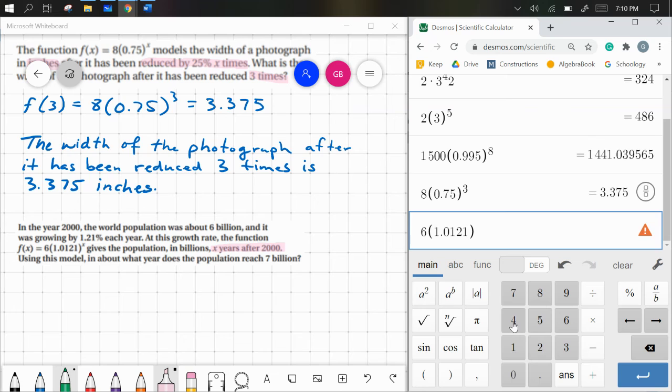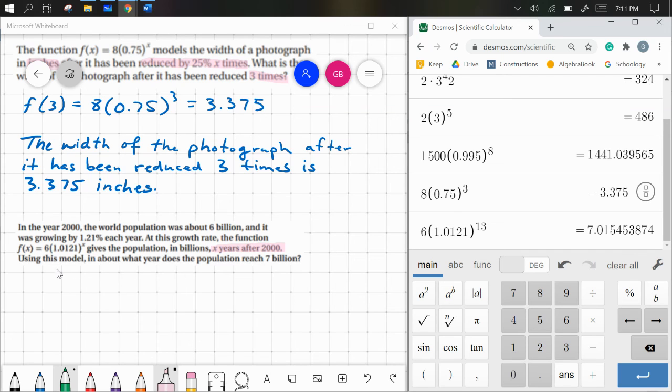Let me jump to go faster. 6.29, no. 6.44, no. I'm getting closer. 6.6, no. To the power of 10, no. To the power of 12, closer. Let me go to 13. There we go. So if 12 is the exponent, it's below 7. If 13 is the exponent, finally we cross 7 billion.